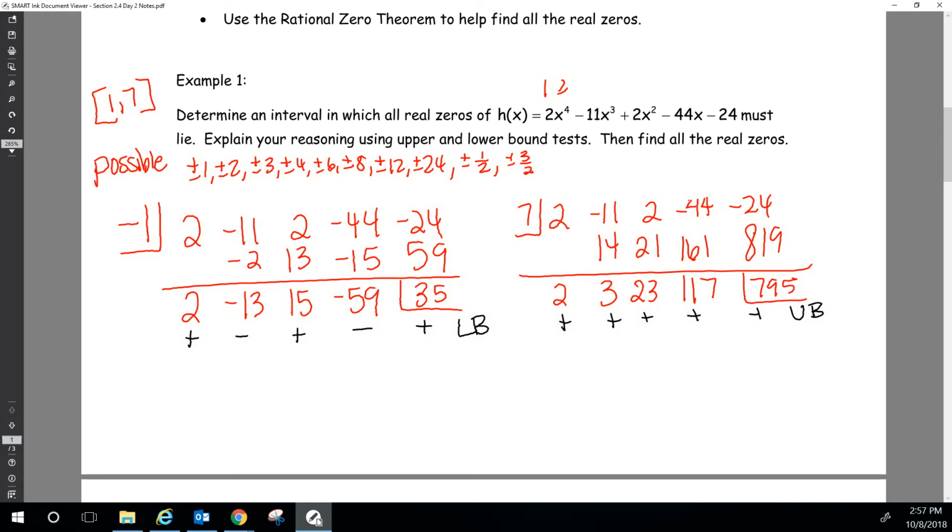All right, and then what that means is we're not going to have a zero that's less than -1, because, oops, that's supposed to be a negative, Ms. Harris, because -1 is the lowest possible. So no -2 or -3 or -4 or -6 or -8 or -12 or -24 or -1.5. And -1 wasn't a zero, so I can even take that guy out. And my upper bound is 7, which means anything bigger than 7 is not going to be a zero. So not 8 or 12 or 24.